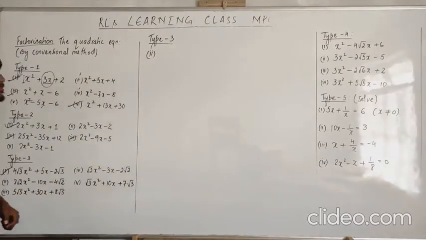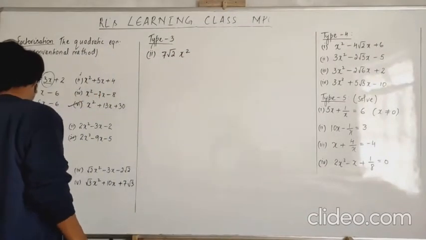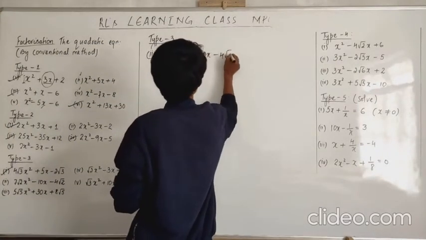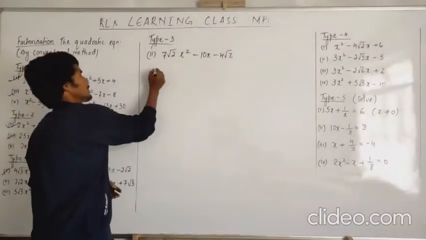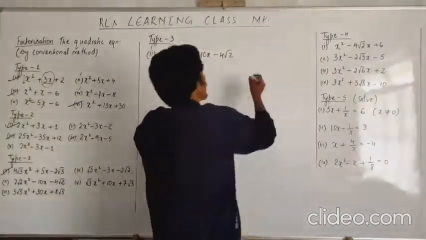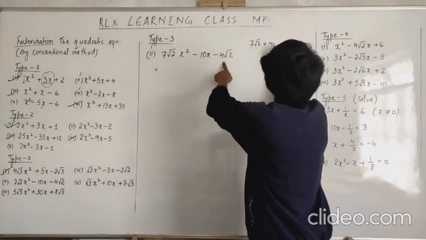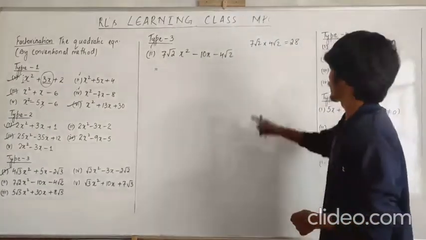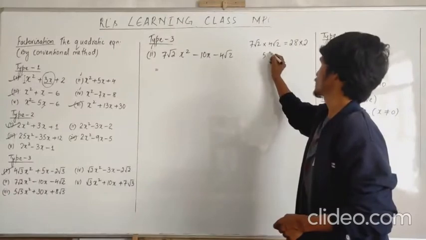Question 2: 7 root 2 x squared, then minus, then x, then minus 4 root 2. Same process we'll do here. Now again this we have to multiply with this. Then 7 root 2 multiplied with 4 root 2. We got 7 into 4, 28. Then root 2 into root 2 we got 2. Then 2 into 28 we got how much? 56.